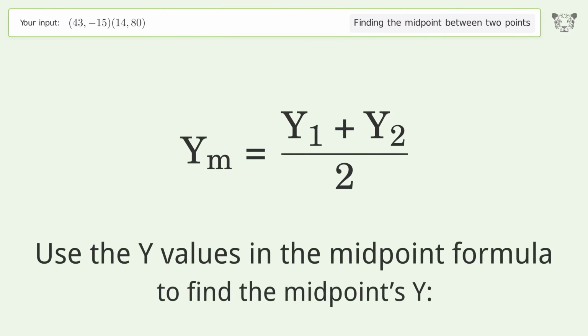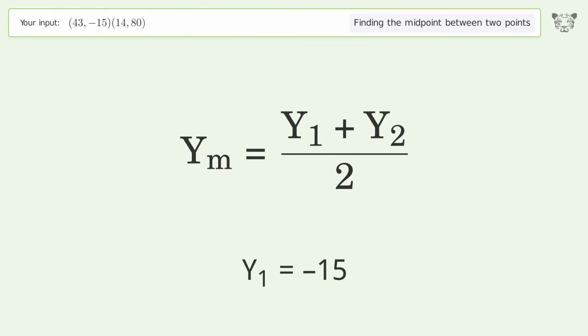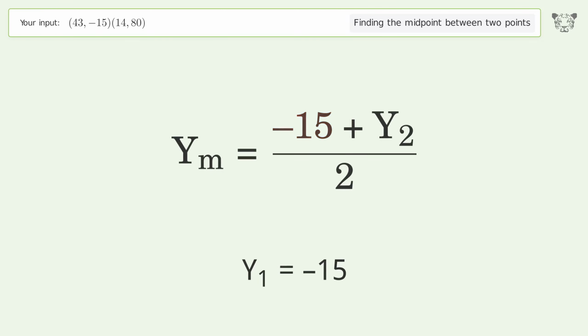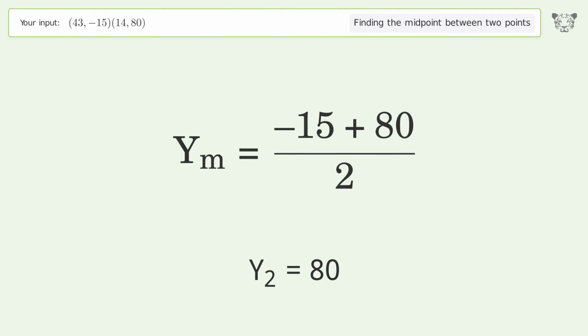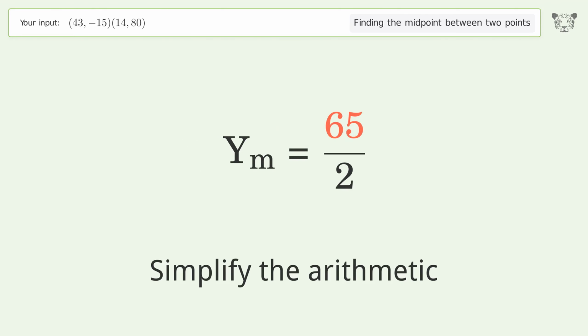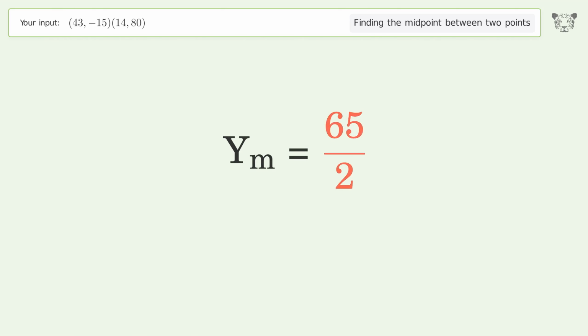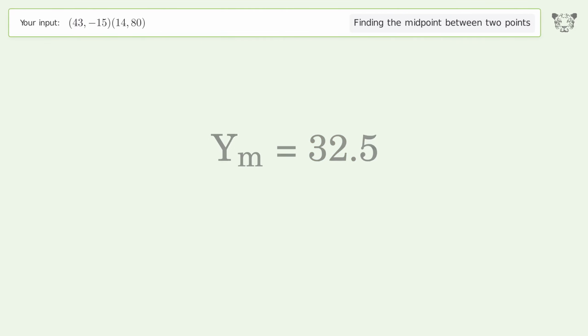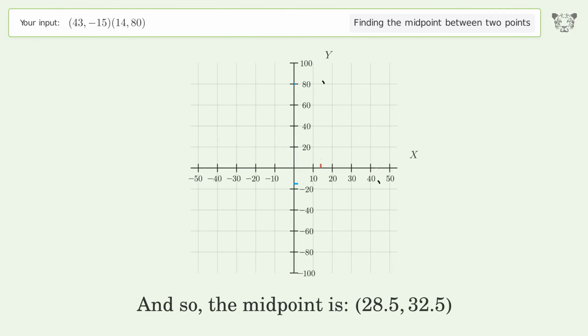Use the y values in the midpoint formula to find the midpoint's y. y1 equals negative 15. y2 equals 80. Simplify the arithmetic. And so, the midpoint is 28.5, 32.5.